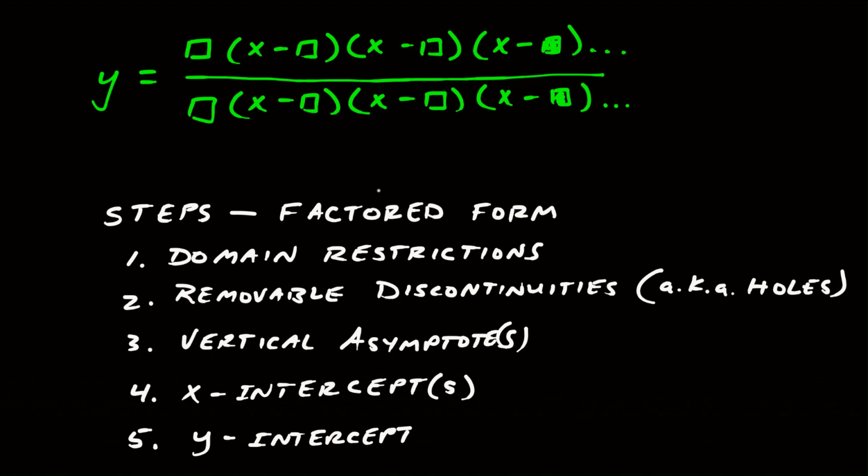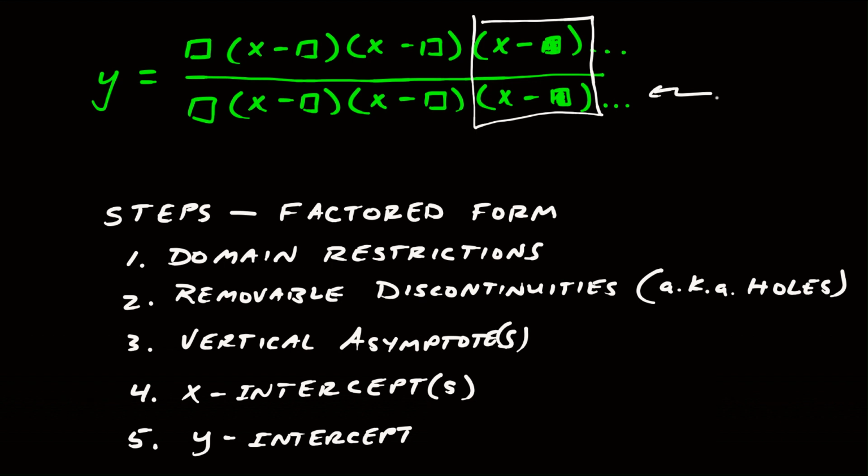First of all, it will be factored form. And things I want you to be able to see is we're going to follow some steps here. We're always going to find the domain restrictions first, and that will come from the zeros of the denominator. So we'll get them from there. Next thing we're going to look for is removable discontinuities. That's going to be when there's a common factor in the numerator and denominator. That will lead us to those.